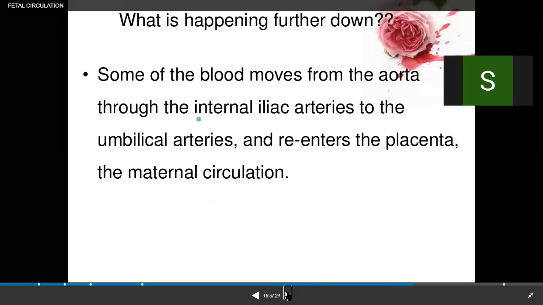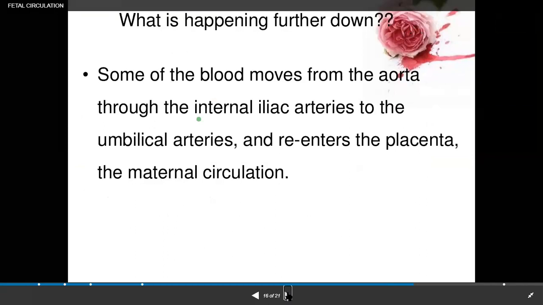So what is happening further down? Some of the blood moves from the aorta to the internal iliac arteries to the umbilical arteries and re-enters the placenta, that is maternal circulation. As we know, there are two umbilical arteries. What do umbilical arteries carry? Umbilical arteries carry deoxygenated blood.